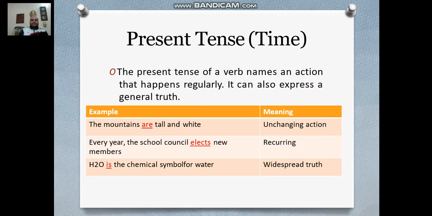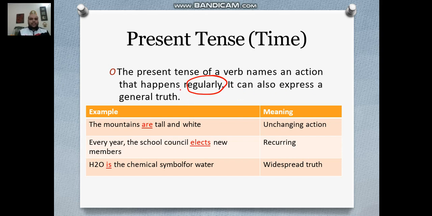The present tense of a verb names an action that happens regularly. Some people are going to say, teacher, it happens now. If it's going to be happening now, it's going to be the present progressive, okay? But something which happens repeatedly and regularly every day, for example, or every month, or every year, or every 100, or every 1,000 year, it's going to be regular, so you're going to use the present tense.